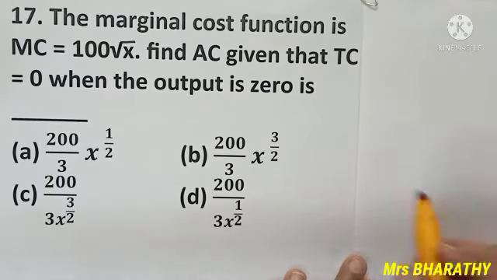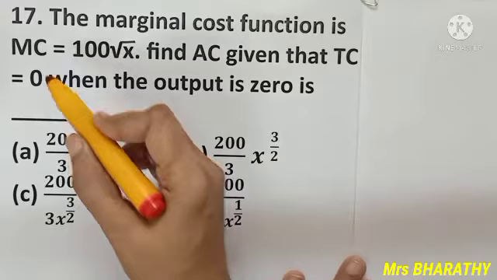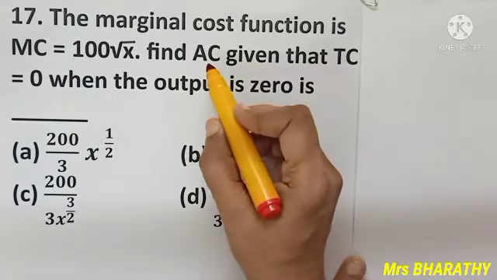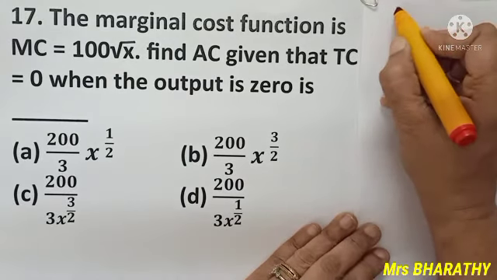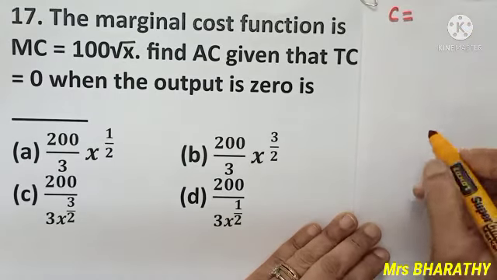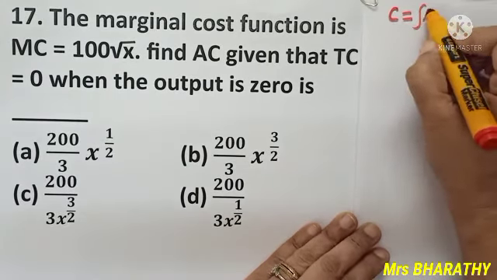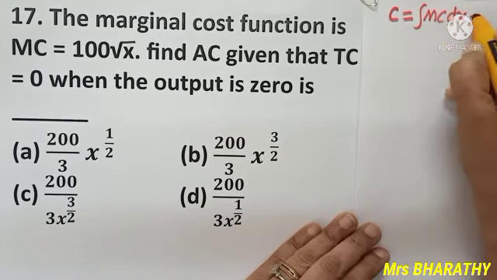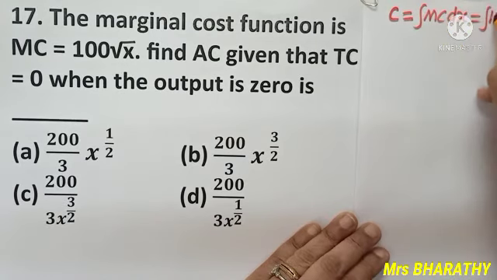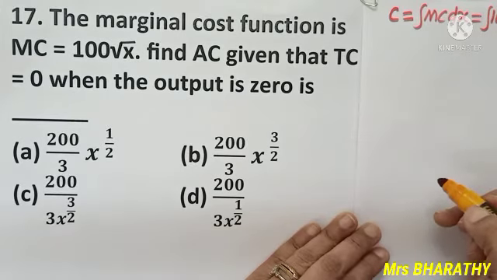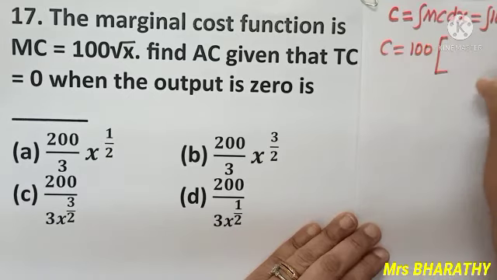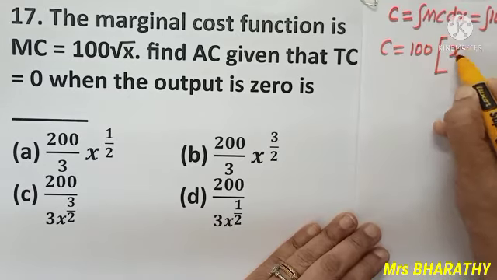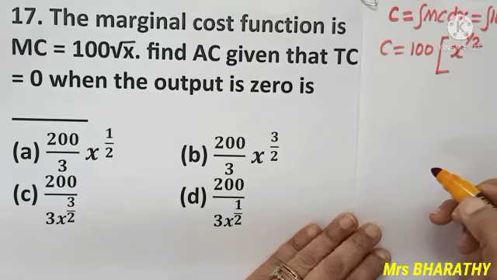Question number 17. Marginal cost function is given. We need to find AC. First, let us find out what is C. We recall the formula. Cost is integral MC dx. That is integral 100 root x dx. As we simplify, 100 will come out. Root x, the power is 1 by 2.